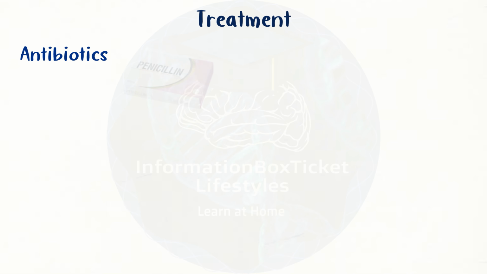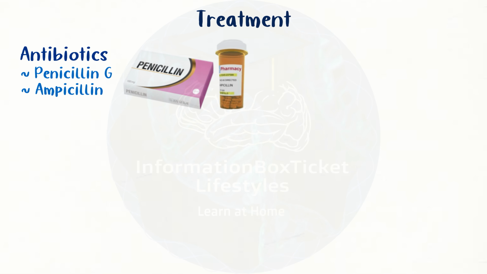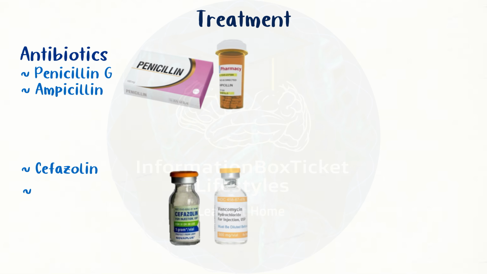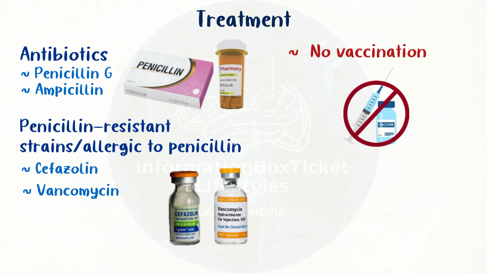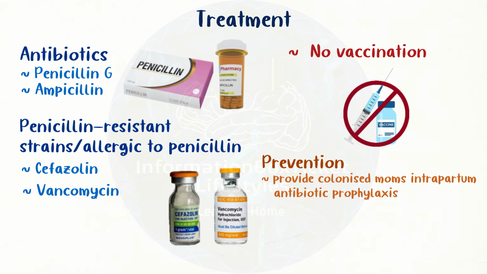Antibiotics such as penicillin G and ampicillin are required to treat Strep agalactiae. Cefazolin or vancomycin can be used to treat penicillin-resistant strains or those who are allergic to penicillin. There is presently no vaccination for Strep agalactiae. Hence, the only option to avoid infection in newborns is to provide colonized moms intrapartum antibiotic prophylaxis, which means giving antibiotics a few hours before birth.